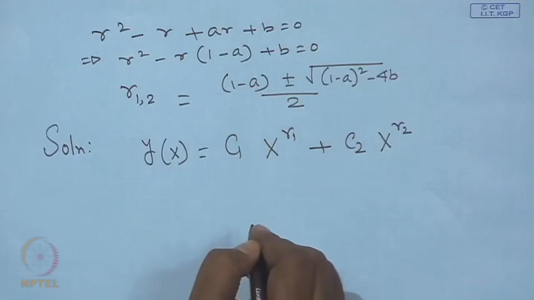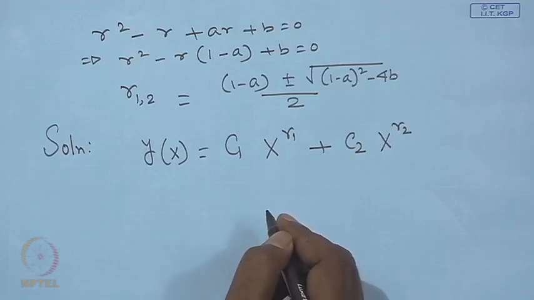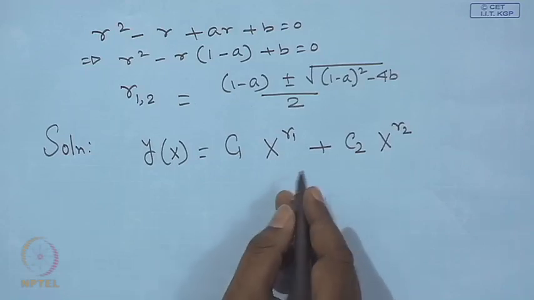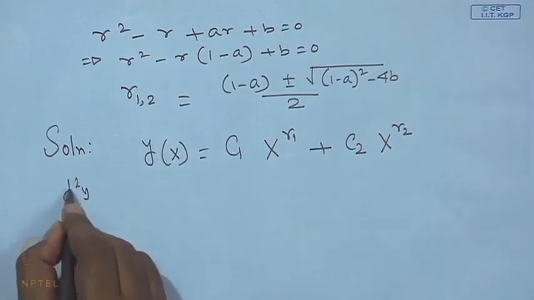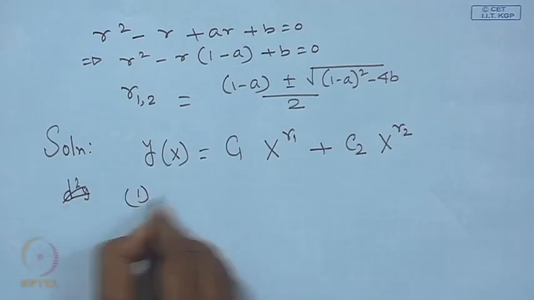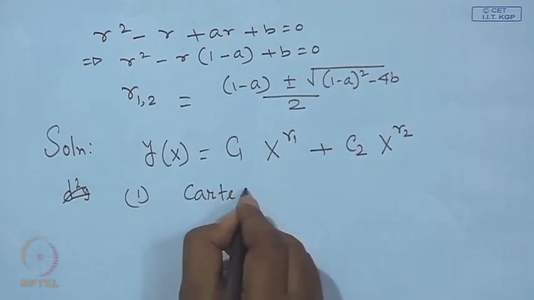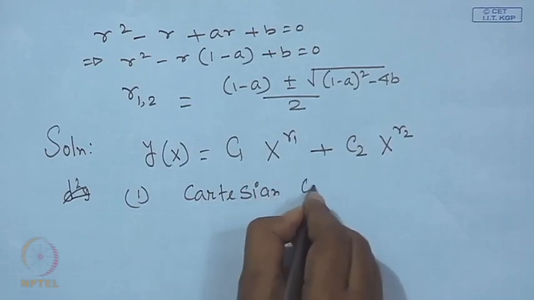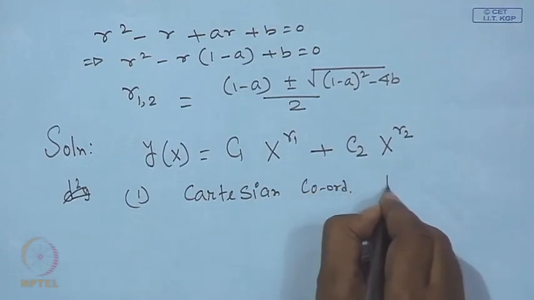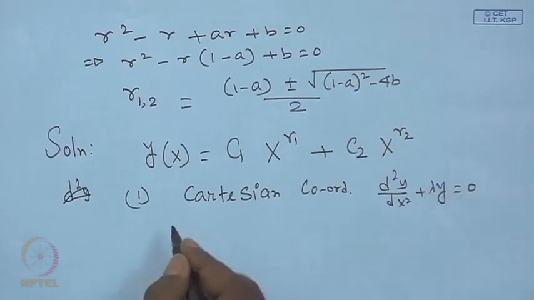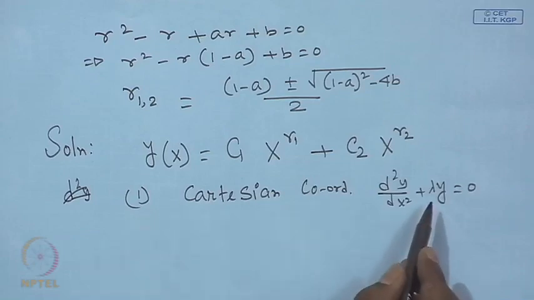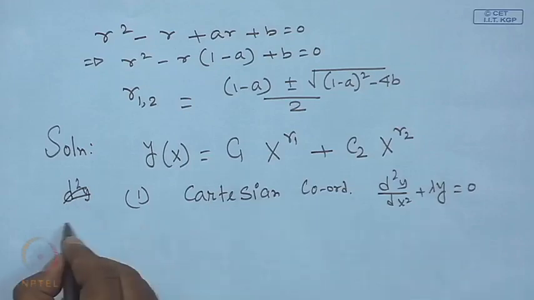So, these are the forms of special ordinary differential equations we have talked about. The first one we talked about is d square y dx square plus lambda y is equal to 0. These are basically in the Cartesian coordinate. We have discussed different boundary conditions and the form of the eigenvalues and eigenfunctions in detail.